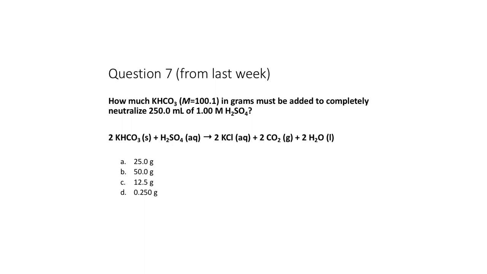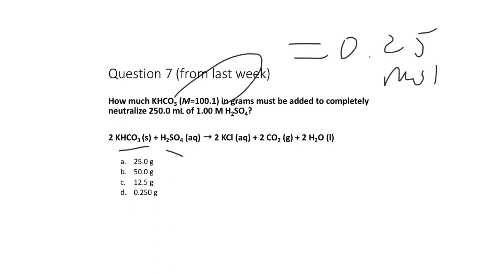Question 7. This was in last week's notes here. How much KHCO3 should be added to completely neutralize 250 mL of sulfuric acid? That would be 0.25 moles of sulfuric acid. So this amount here corresponds to 0.25 moles of the H2SO4. I need twice as many moles of KHCO3 because for every 1 mole of H2SO4, I need to add 2 moles of KHCO3 to fully react with it. So I need half a mole of KHCO3. So I need 0.5 moles of my compound, and it's 100 grams per mole. So I'm going to need 50 grams.